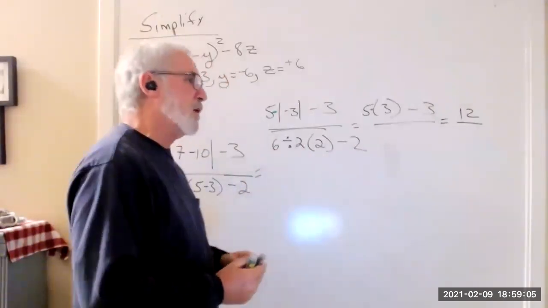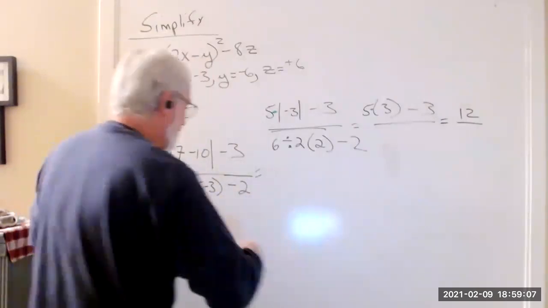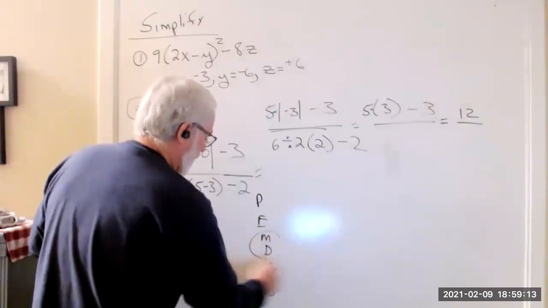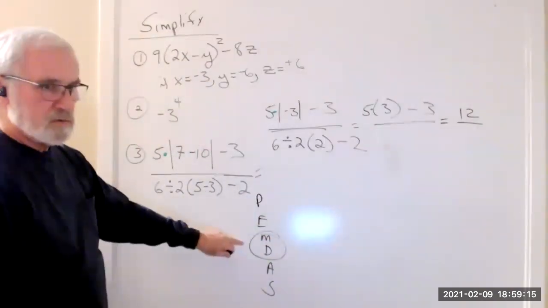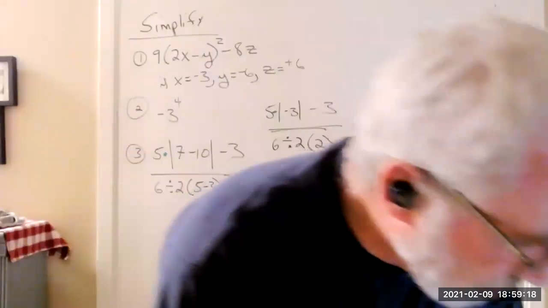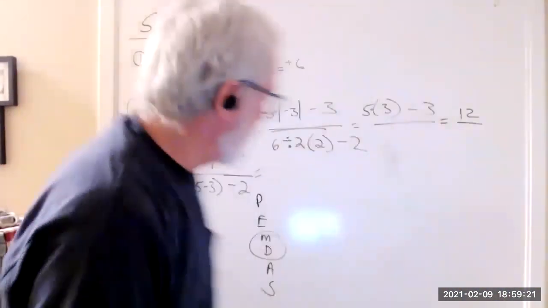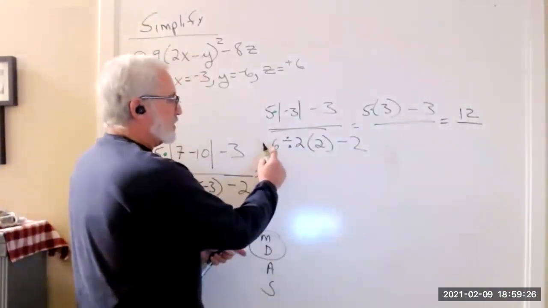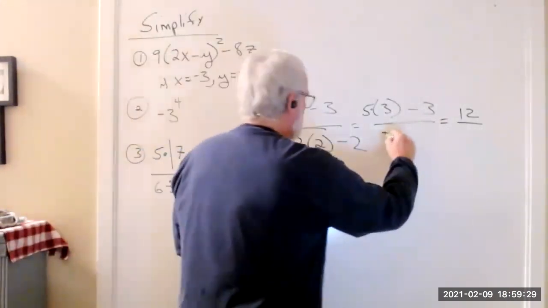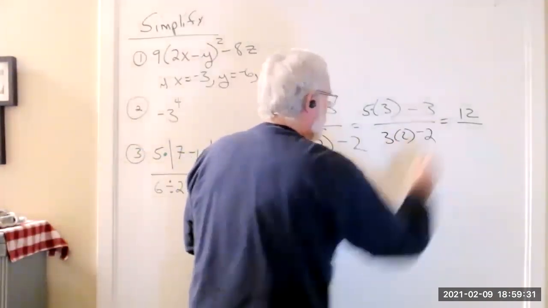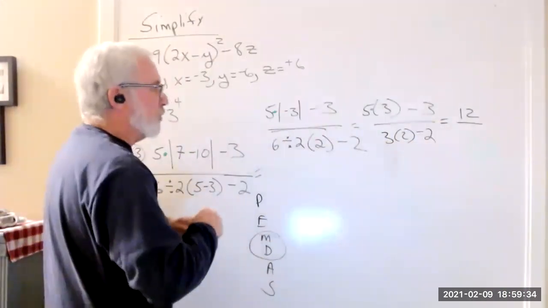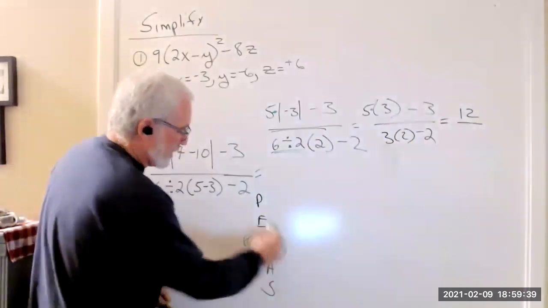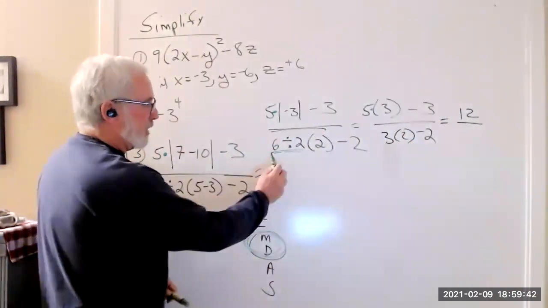So what's the rule in PEMDAS? Remember, we have P, E, M, D, A, S. If it's all multiplication and division, you have to go from left to right. So the next step has to be 6 divided by 2. This is 3 times 2 minus 2. You have to go from left to right. There is no choice here. When it's a combination of multiplication and division, you work from left to right.